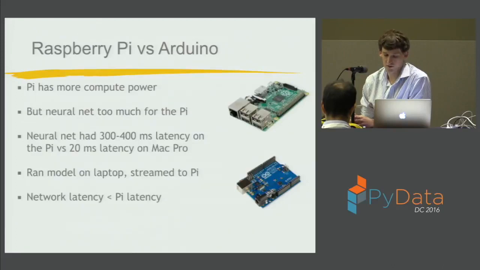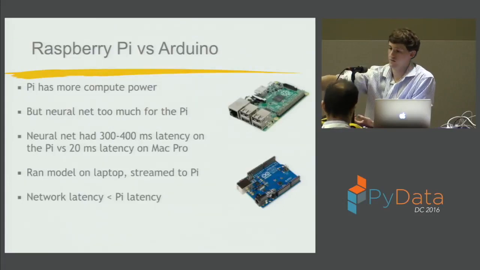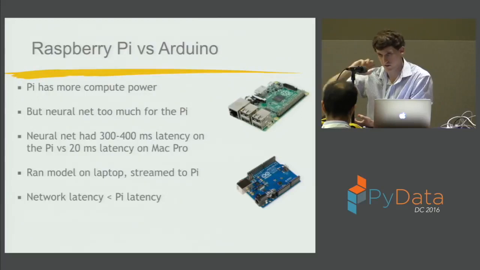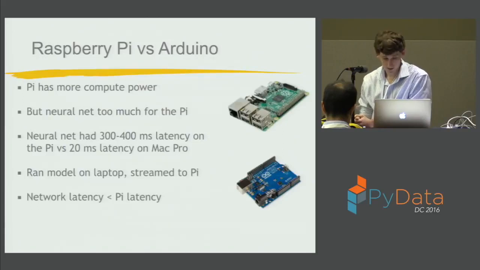So I ultimately went with running the neural network on my laptop or on a server. I would basically get video frames from the Pi, send those over the network into my machine learning algorithm, which would ingest them, and then output the control or the command back to the Pi, which would then interpret it and move the motors accordingly.